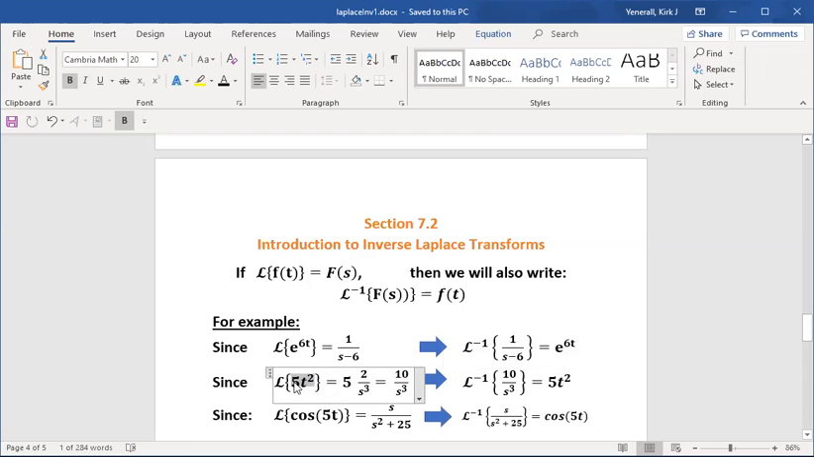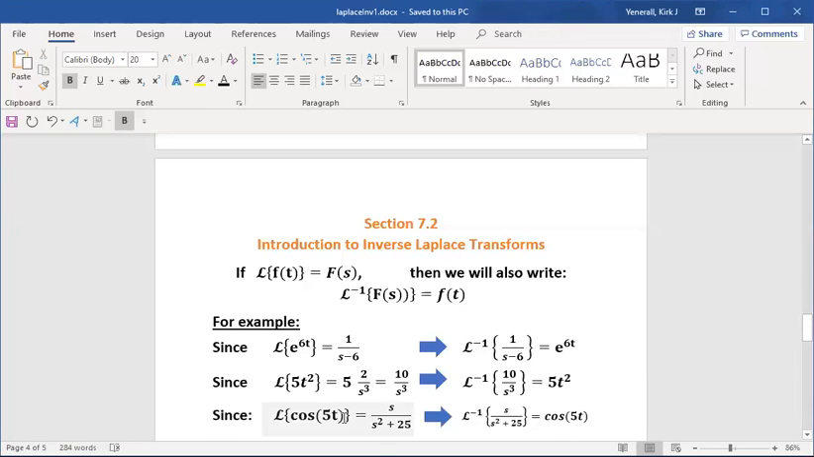As another example, consider the function 5 times t squared. We know from our work in section 7.1 that when we take the transform of a power of t, we get a power of s that is 1 higher than our power of t down in the denominator of the fraction. So the transform of t squared is 2 factorial, or 2, divided by s cubed. That means that the Laplace transform of 5t squared is 5 times 2 over s cubed, or 10 over s cubed. Well, let's say that in a slightly different way. If it's true that the transform of 5t squared is the rational function 10 over s cubed, then it would also be true to say that the inverse transform of 10 over s cubed is the function 5t squared.